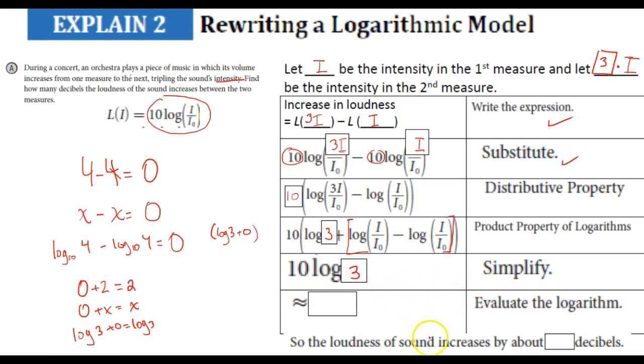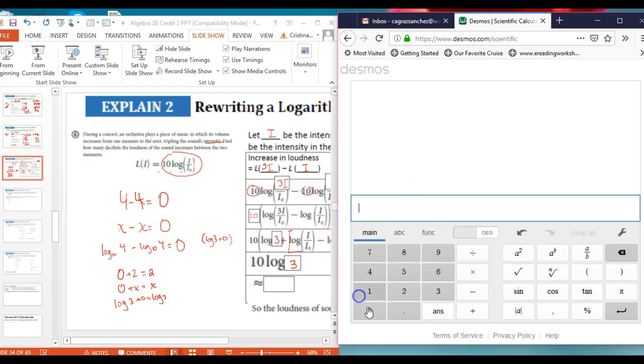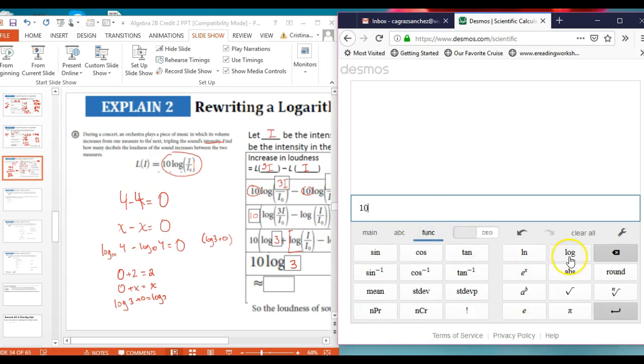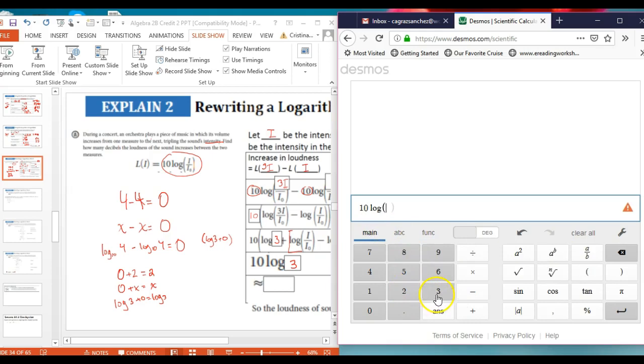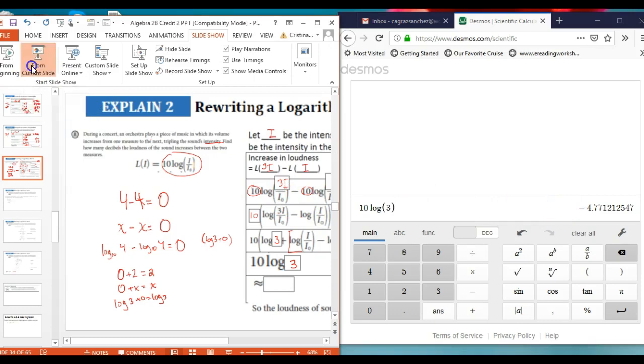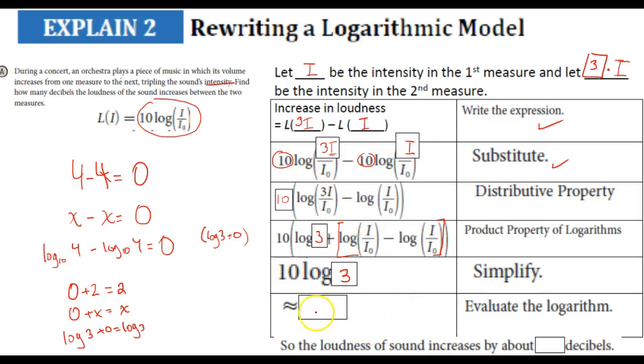Now we do have a decimals calculator. Let's use it. And let's figure out how many decibels of loudness this concert is going to rock the house with. So I have my Decimals Scientific Calculator. That's 10. Function, there you are, log. Not base 3, but times 3. And what would that be? That'd be about 4.77. Now let's round it. 4.77. So we're going to start from here and write that in as approximately 4.77. So the loudness of the sound increases about 4.77 decibels.